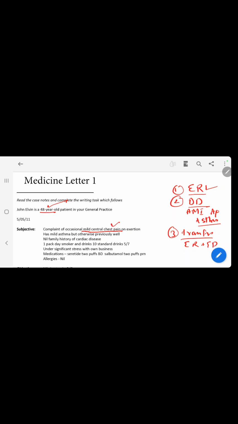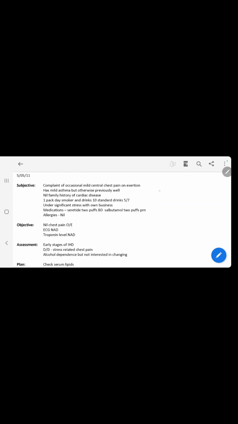Now we can see the history with reference to that. This is an acute symptom anyhow. The patient is having exertional chest pain, important. He was also having asthma, important. Family history, important, negative. Smoker, socioeconomic details, yes. Five days a week, 5 by 7 meaning. Stress, yes, important. The medicine, okay, that's fine. He has been taking some medicine for that.